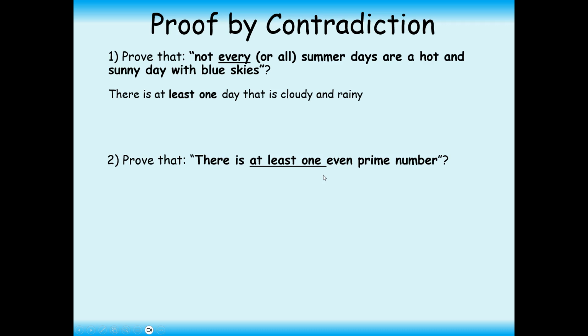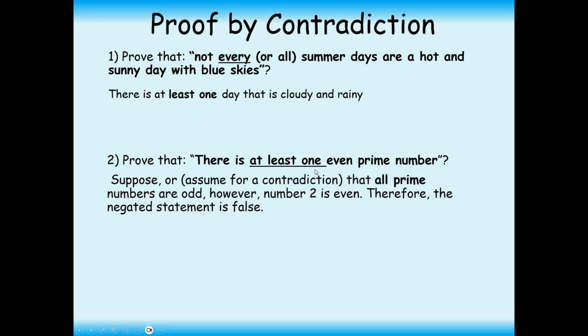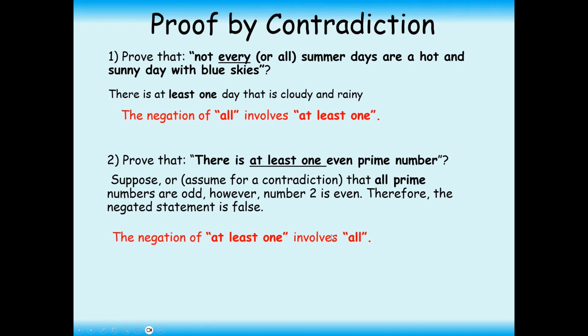In this next example, it says prove that there is at least one even prime number. To contradict this statement, we will assume, for a contradiction, that all prime numbers are odd. However, then we will see that 2 is an even number. Therefore, the negated statement is false. So the opposite of all is at least one, and the opposite of at least one involves all. Be careful with that.